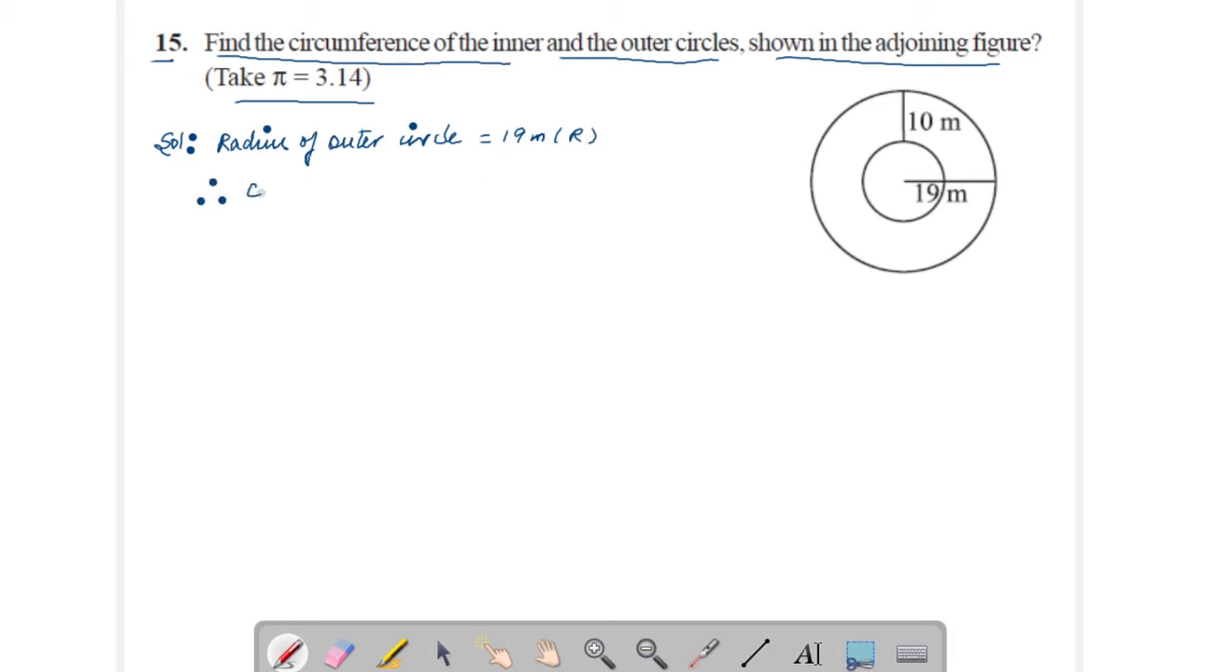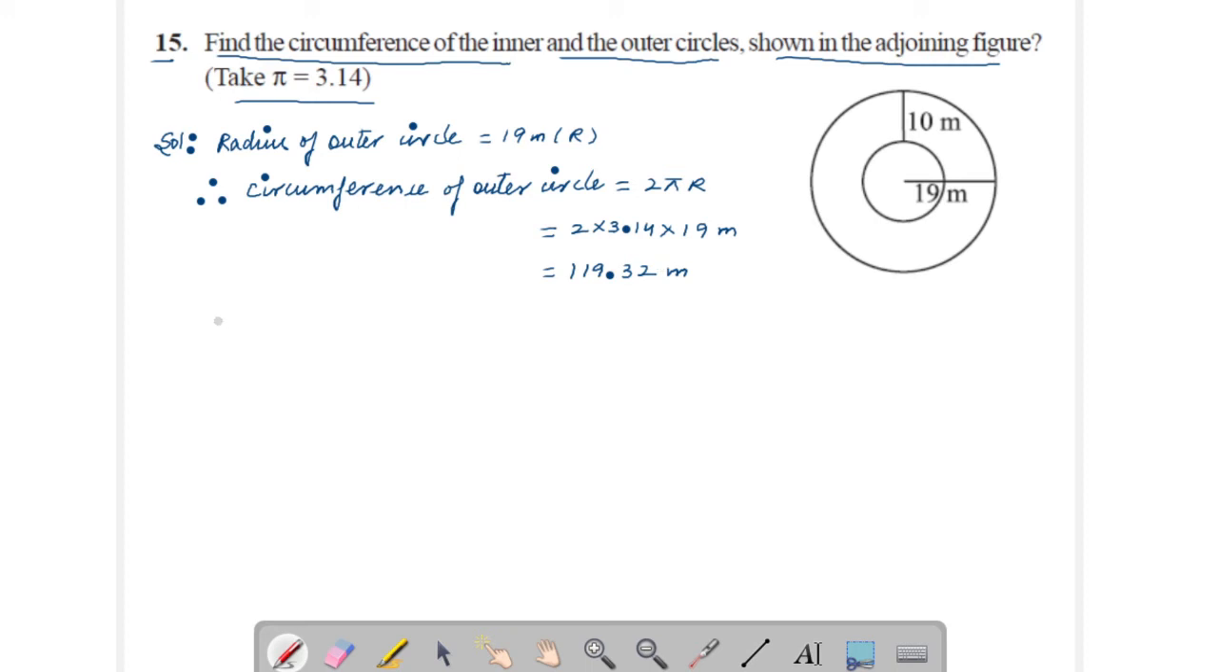Therefore, circumference of outer circle equal to 2 pi R. Put the value of pi and R, you will get 2 into value of pi is 3.14 into capital R, it is 19 meter. Solve this, you will get 119.32 meter.